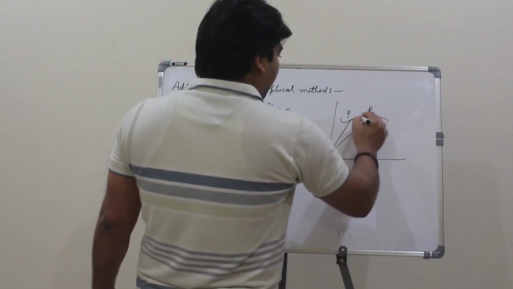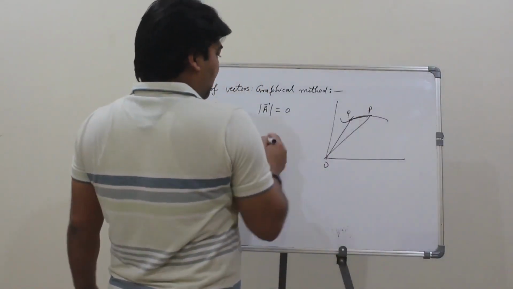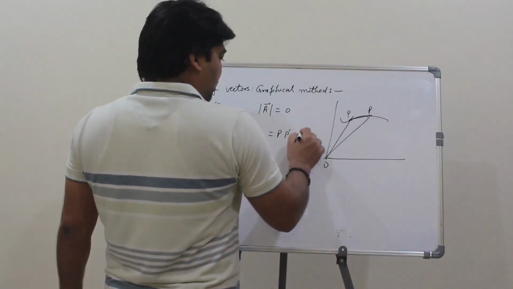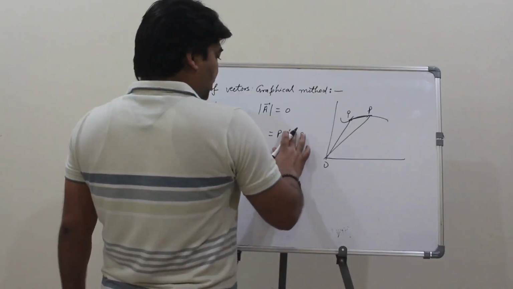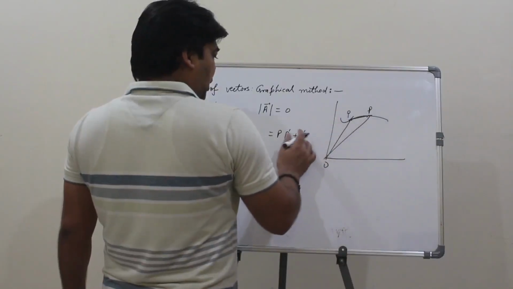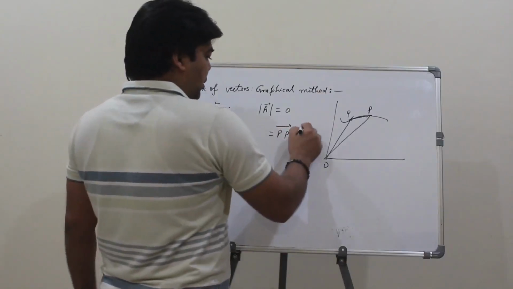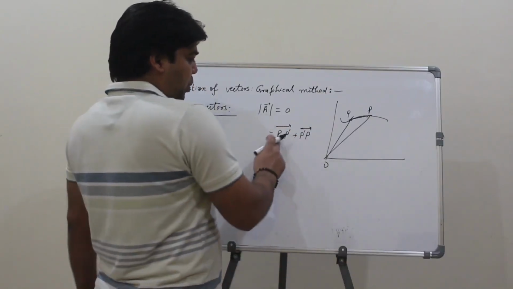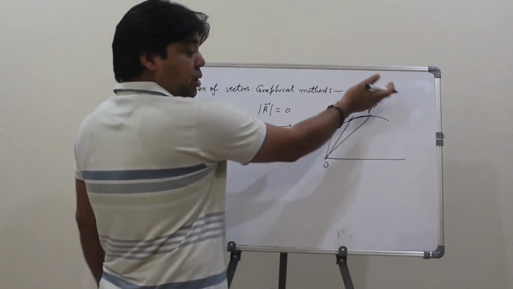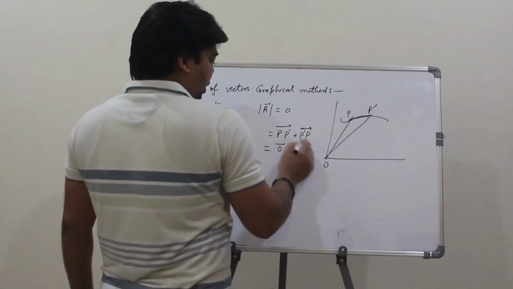Right? Now we went from P to P dash and then came back from P dash to P. Then our resultant will be PP dash plus P dash P vector. If you sum it, P to P dash has this direction and P dash to P has this direction. So this will be giving you a 0 vector.